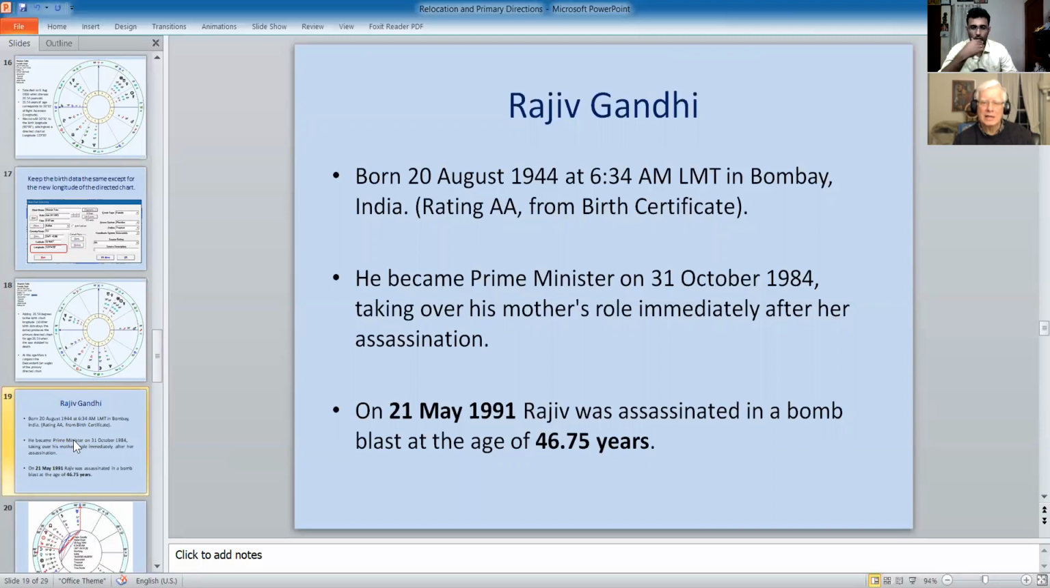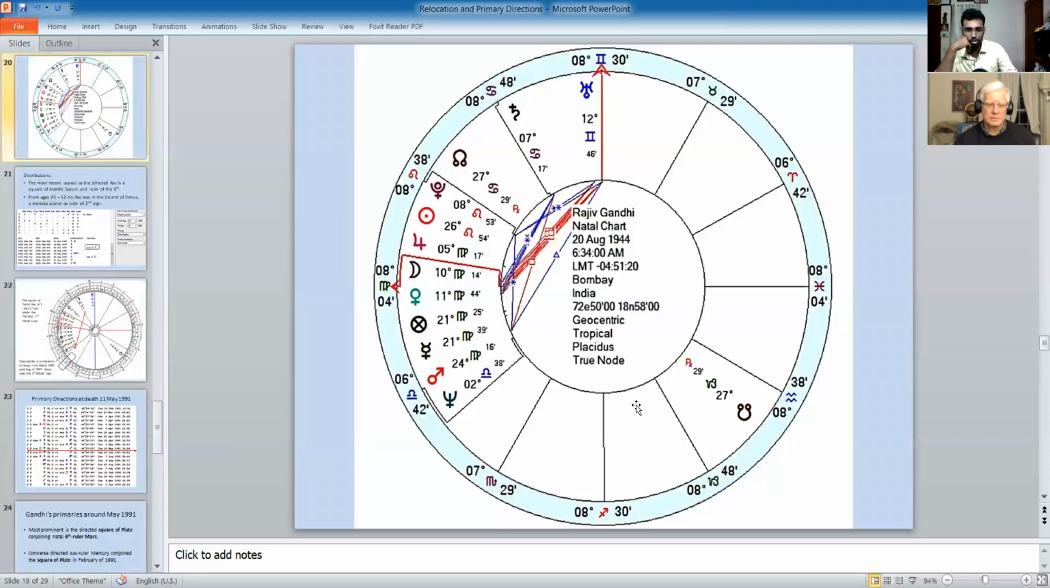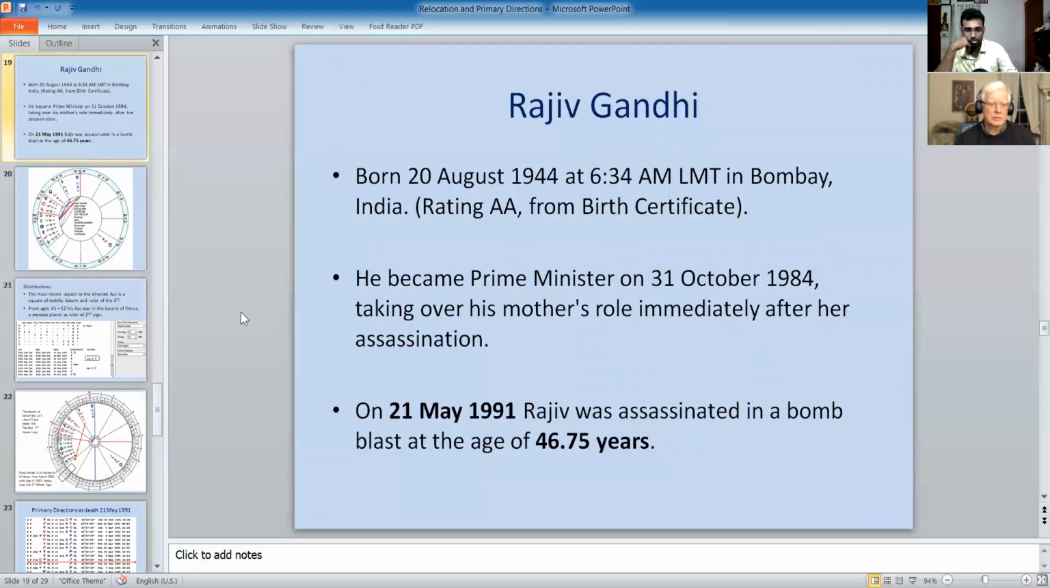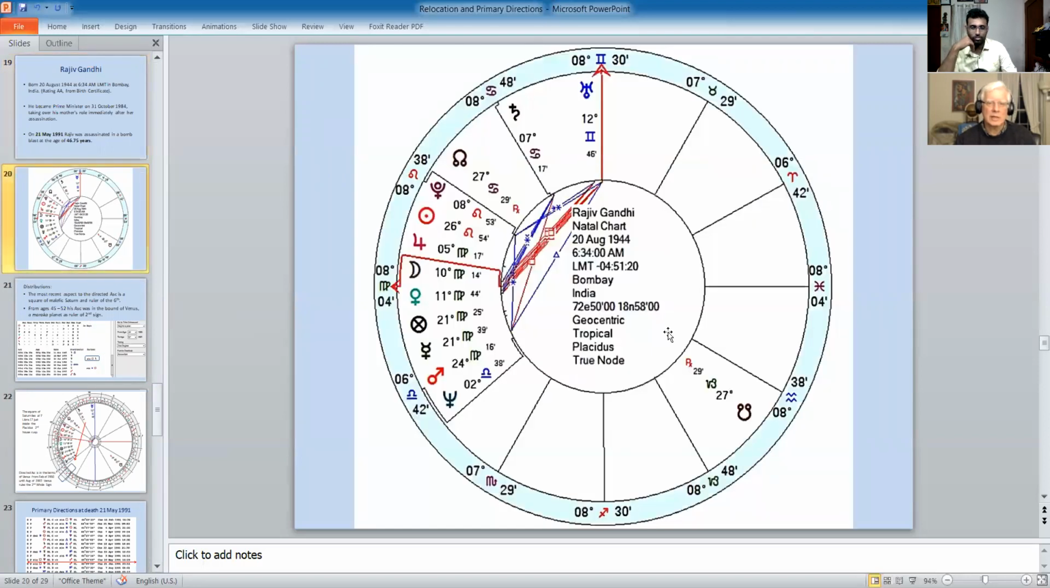And I wanted to look at this, a very dramatic event. He was campaigning, and somebody with a bomb blew up the bomb as he leaned over to, I guess, talk to her, and it was instantaneous death. He was 46.75 years at his death. So this should show up in his primary directions. This is his birth chart.